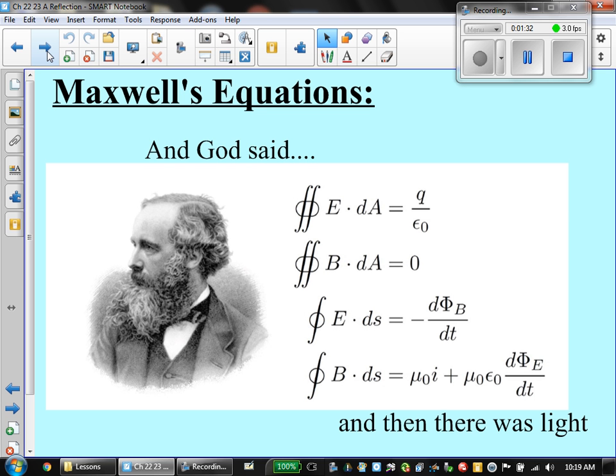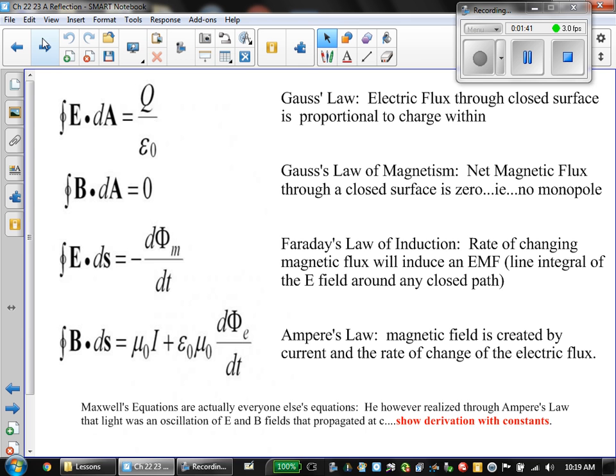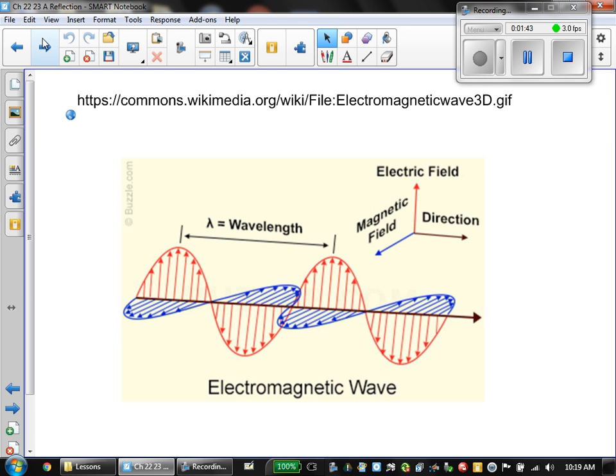Now, these are Maxwell's equations. You do not need to know these. These are the calculus derivations, and we may talk about them briefly, but it's not something you need to know. They're related to electric fields and magnetic fields. We also talked about you have an oscillating electric field, and at the same time you have an oscillating magnetic field perpendicular to each other. That's what makes up an electromagnetic wave, and then the wave propagates in this direction at the speed of light through vacuum.